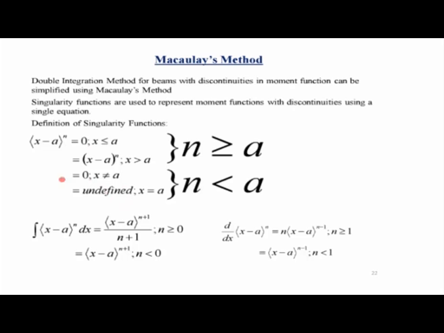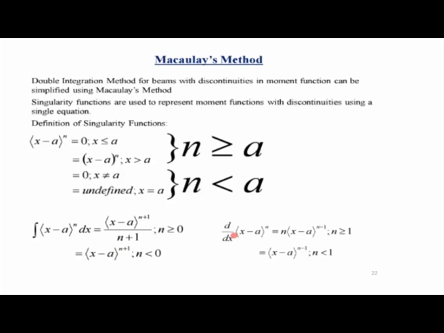Now, since we use these functions in double integration methods, we'll be integrating and differentiating these functions a lot. It is effective to first see the integration and differentiation formulas of these functions. So if you have the integration of a singularity function x minus a to the power n, for n greater than 0, it is x minus a to the power n plus 1 by n plus 1, just as if it is within the round brackets. However, if n is less than 0, it is just equal to x minus a to the power n plus 1. Now this is again in the box brackets.